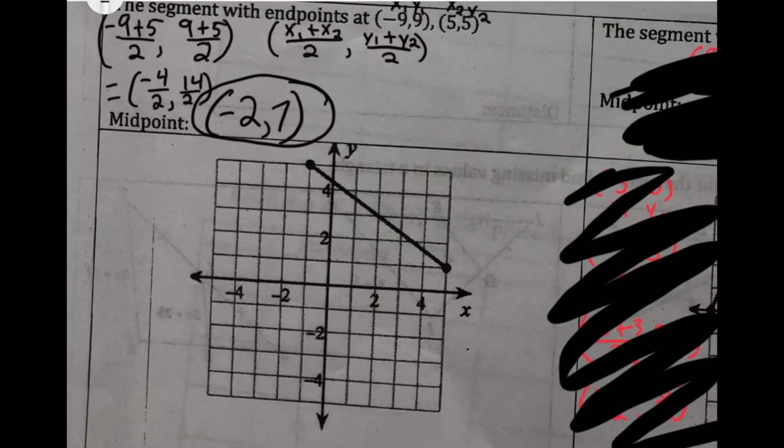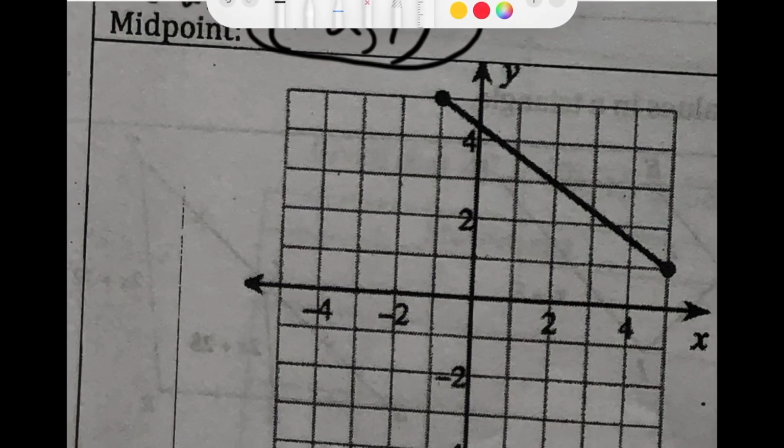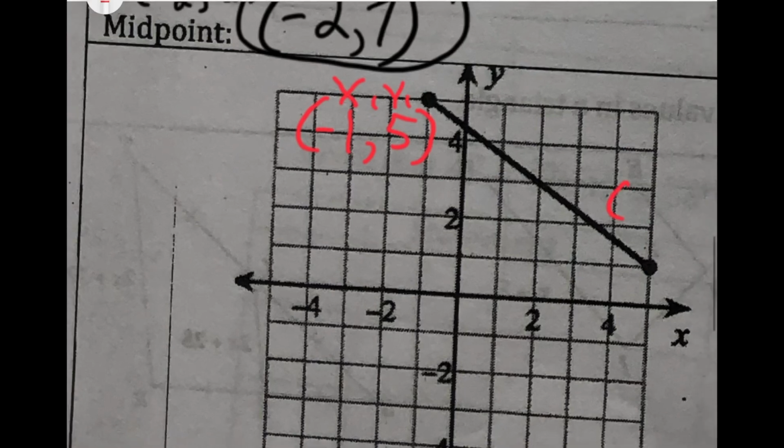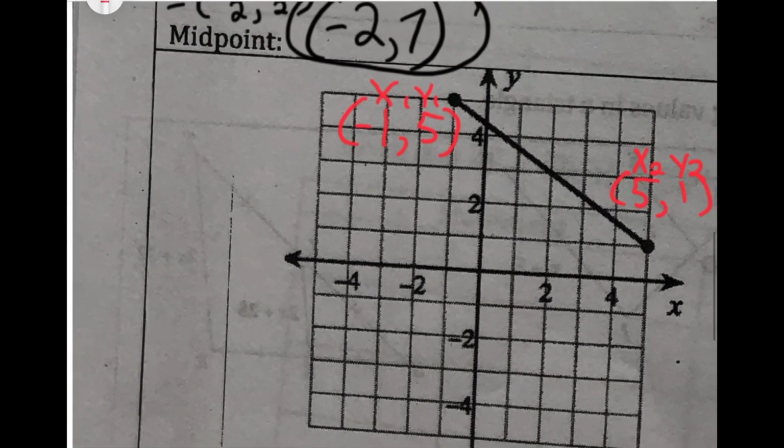For the next one, we are given a graph. We have to look at this graph and determine what our points are, what our ordered pairs are. So for this first one, we have negative 1, 5. So we can have x1, y1, and our second ordered pair is found at 5, 1 with our x2 and our y2. So we can substitute that into our formula.